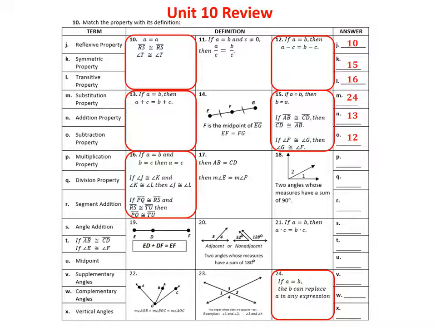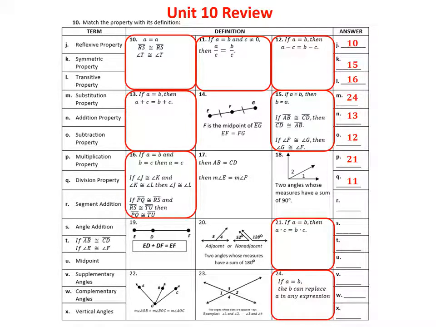Our multiplication property: two things are equal, you can multiply them both by the same number and they'll still be equal. A equals B, then A times C equals B times C. 21 there. And then finally the division property. If A equals B, and in this case making sure that C is not equal to 0, because we can't divide anything by 0, then A divided by C equals B divided by C, so that's 11. All right, those are the properties of equality we use all the time.